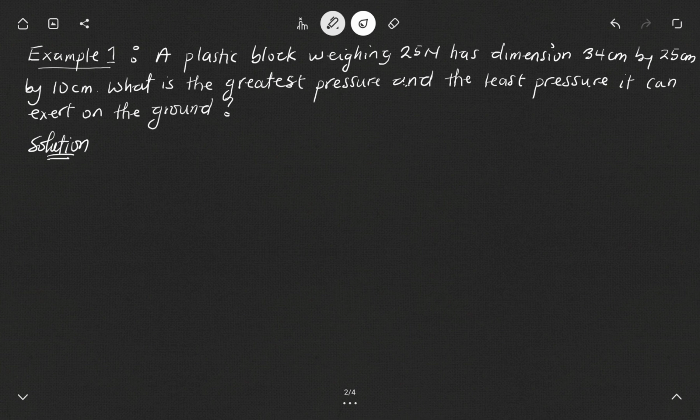So write down our solution. Now the first thing we have to do is to write down all the parameters that we have. Then from there we can go on and see if we can solve the problem. Now we were told that a plastic block has a weight of 25 newtons. So our weight, which is equivalent to our force, is given to us as 25 newtons.